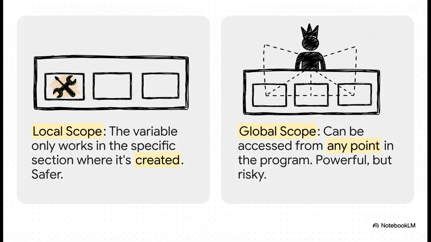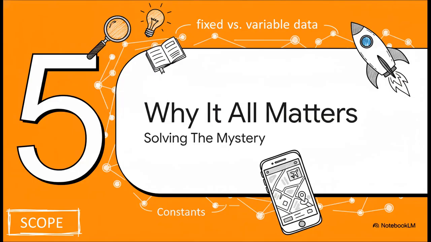And scope? Scope is all about boundaries. A local variable is like a specialist. It only works inside its own little department. This is way safer, generally speaking. A global variable, on the other hand, is like the CEO. It can be accessed from anywhere in the entire program. Which sounds powerful, sure, but it's also super risky, because one little change to it can cause totally unexpected side effects everywhere else. All right, we've gathered all our clues.